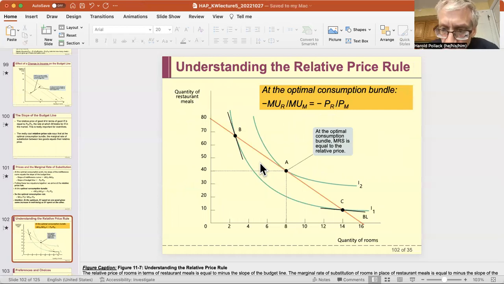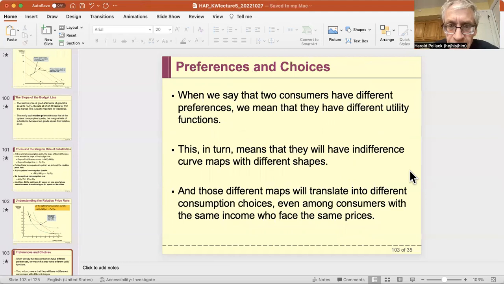And again, it's this tangency condition that matters a lot. So I'll just keep hammering away on this, but that's the basic point. Okay.